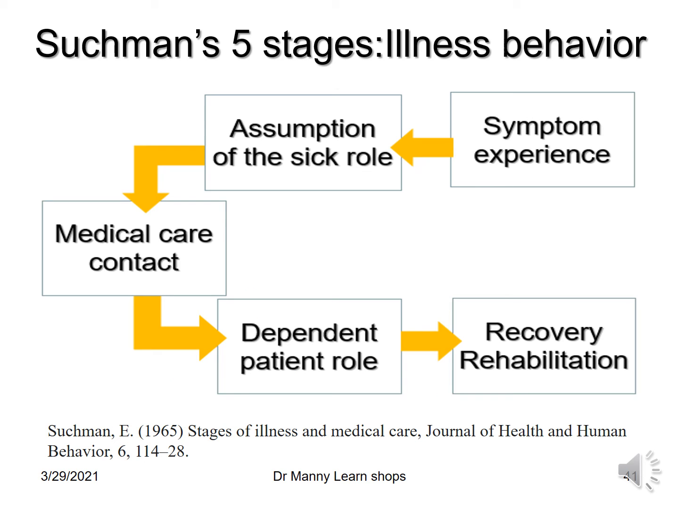When we look at illness behaviour, I've just chosen one of the models. This is Suchman's 5 stages of illness behaviour, but there are numerous. This one is one of the most straightforward. And it deals with symptom experience, which is followed by the assumption of the sick role, medical care contact, dependent patient care role, and recovery and rehabilitation.